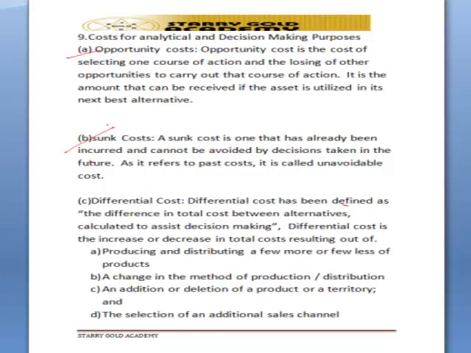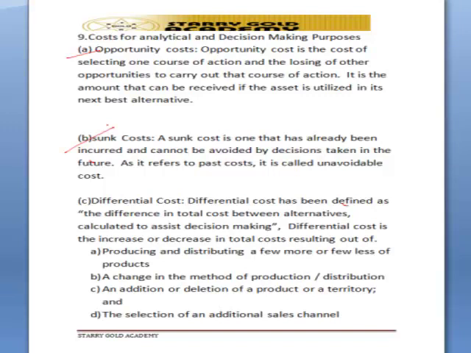All you have to know is that past costs are not considered when you are taking a decision. A sunk cost is an expenditure for equipment or productive resources which has no economic relevance to the present decision process. So it is not useful for economic decision purposes. CIMA defines it as the past cost not taken into account in decision making. That's what CIMA defined sunk cost as.